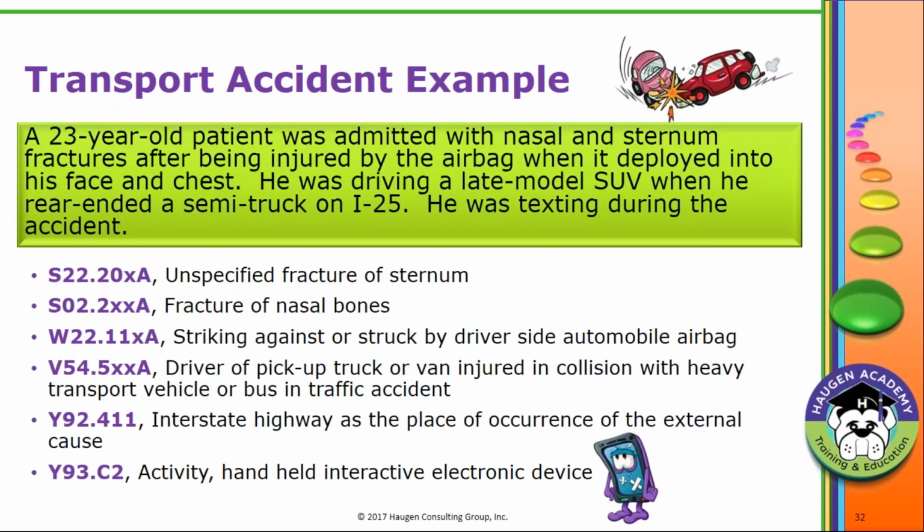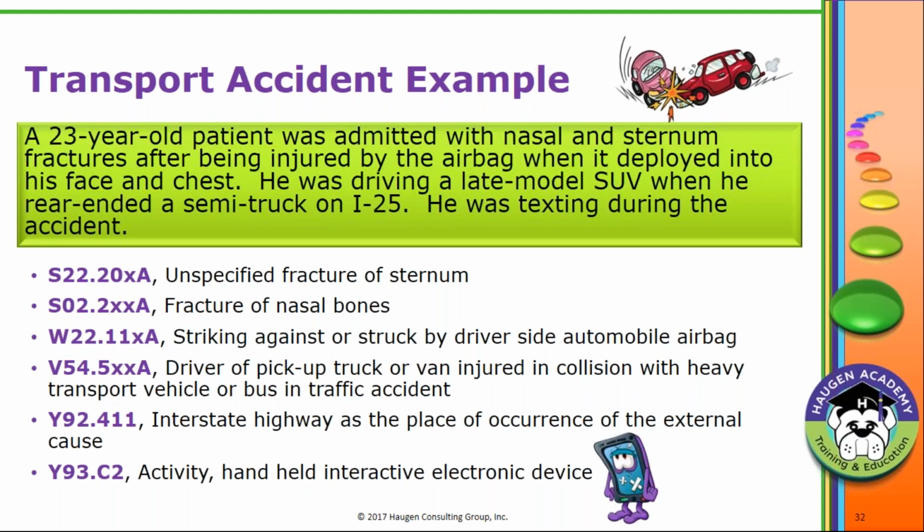So, a transport accident example. We have a 23-year-old patient admitted with nasal and sternum fractures after being injured by the airbag when it deployed into his face and chest. He was driving a late model SUV when he rear-ended a semi-truck on I-25, and he was texting during the accident. So you can see our little sad broken phone down at the bottom here. We've got codes for the fracture of the sternum and the nasal bones. We have the code for being struck by an airbag.